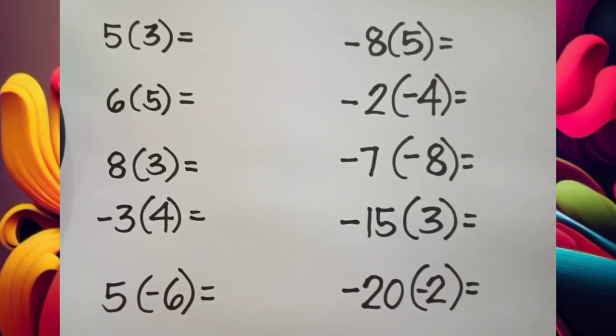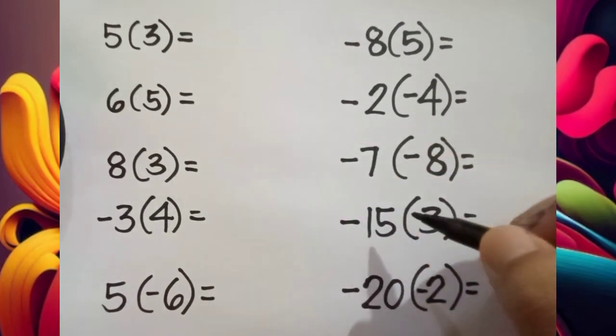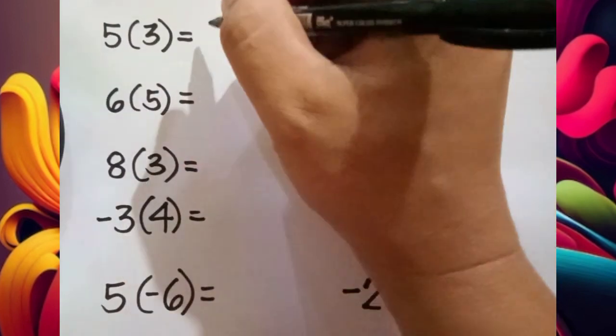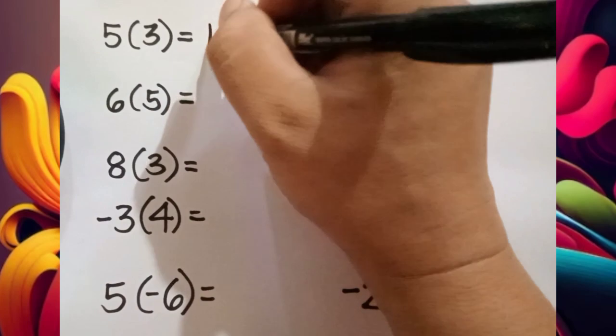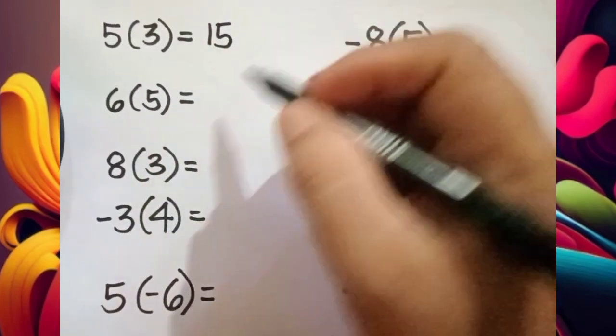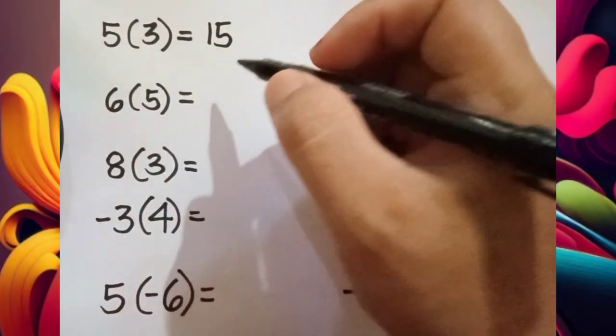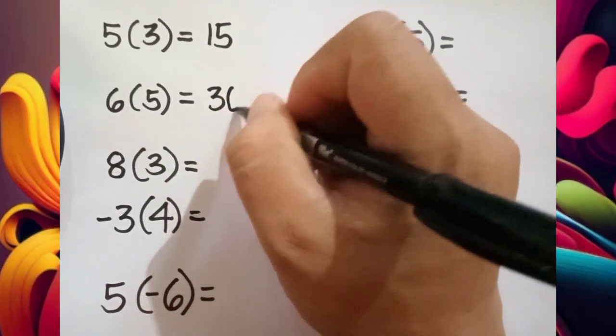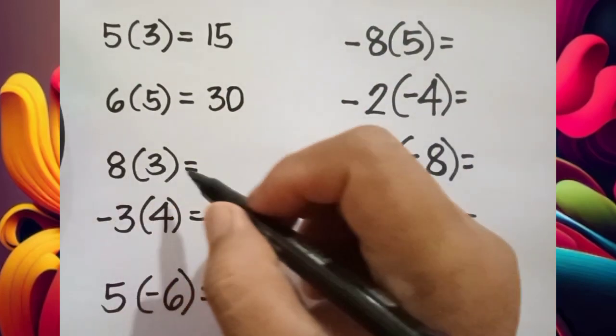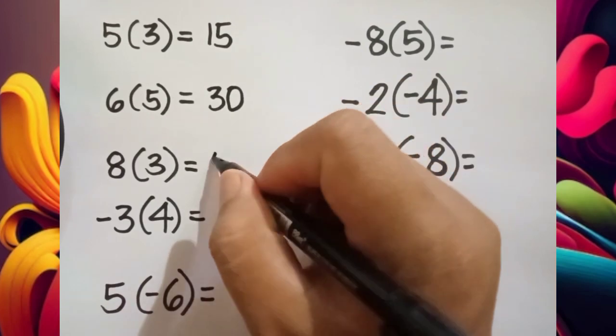For today's video, we have to multiply signed numbers or integers. So we have here some examples. So 5 times 3, that is equal to 15. Positive 6 times positive 5, that is equal to 30. Positive 8 times positive 3, that is equal to 24.